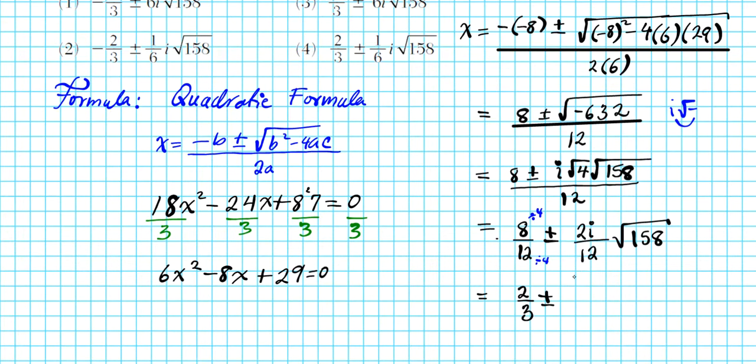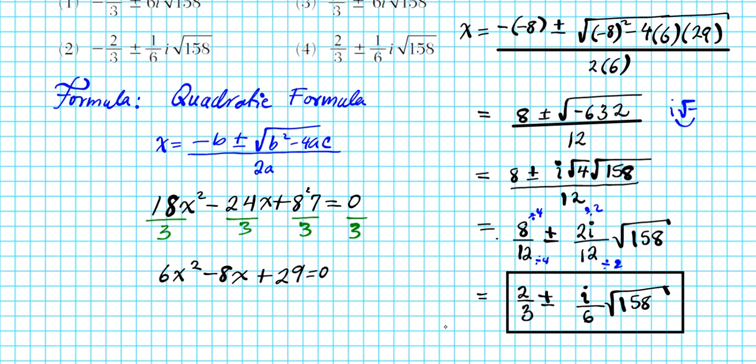Now if you take a look at 2 and 12, the GCF is 2, so divide by 2 top and bottom, and you get i over 6, or you can write it as 1i over 6 times 1 root 158. Okay, so there goes the answer to our quadratic equation. The correct answer is option number 4. Okay, 2/3 plus or minus i root 158 over 6.